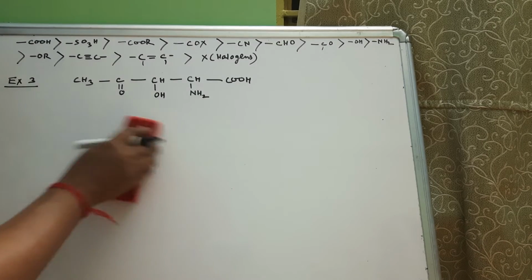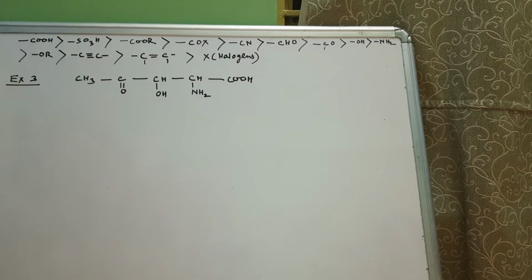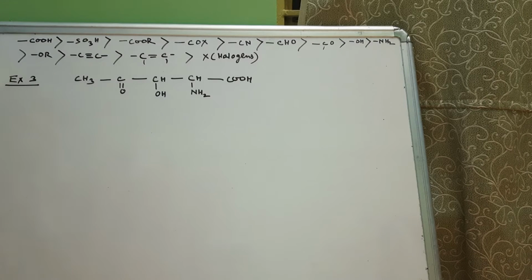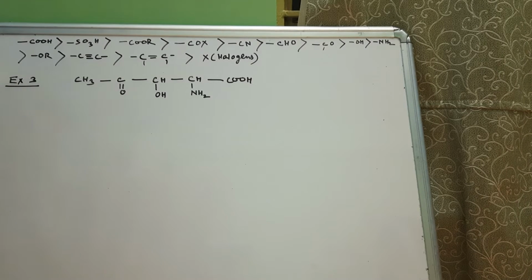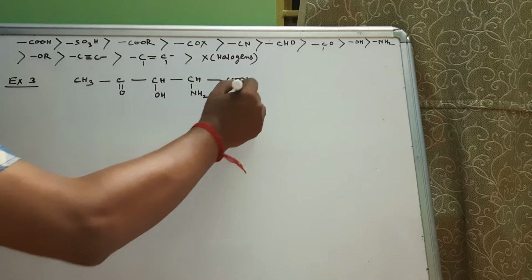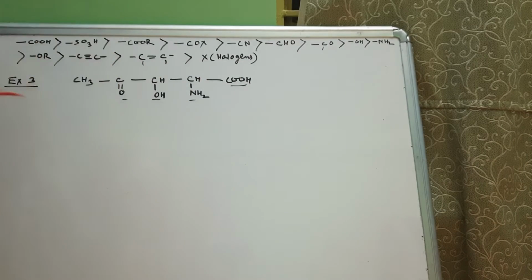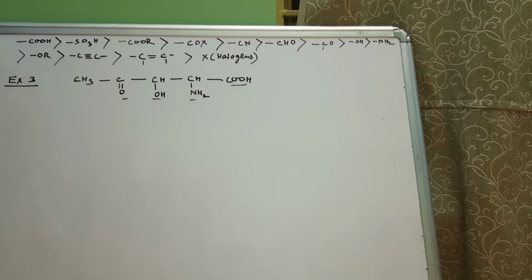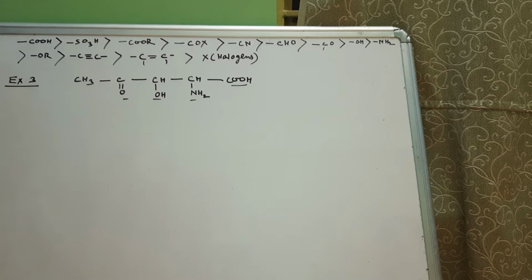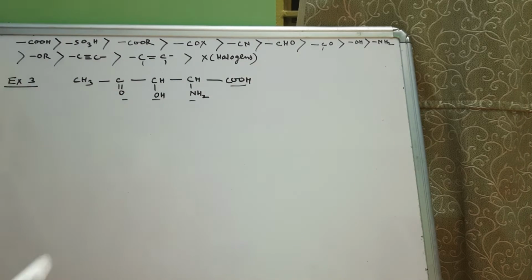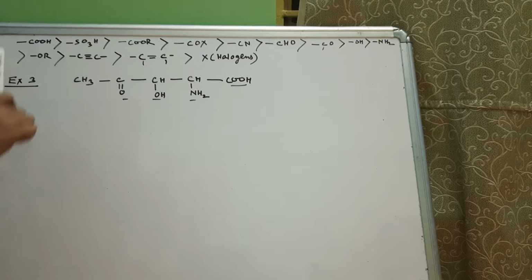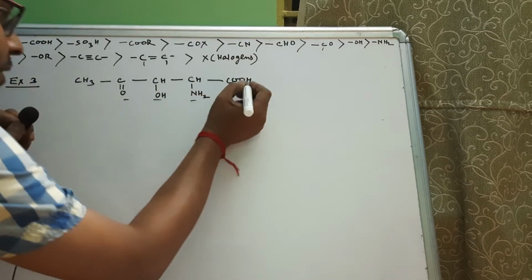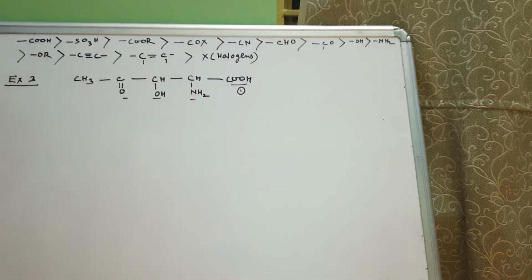While watching the video, please write down the notes in your copy by pausing the video. So here four functional groups are present: first, second, third, fourth. Among these four functional groups, you should first identify which one will be the primary functional group. You can easily identify COOH, because if you follow the order, COOH comes first. So this is the primary functional group.